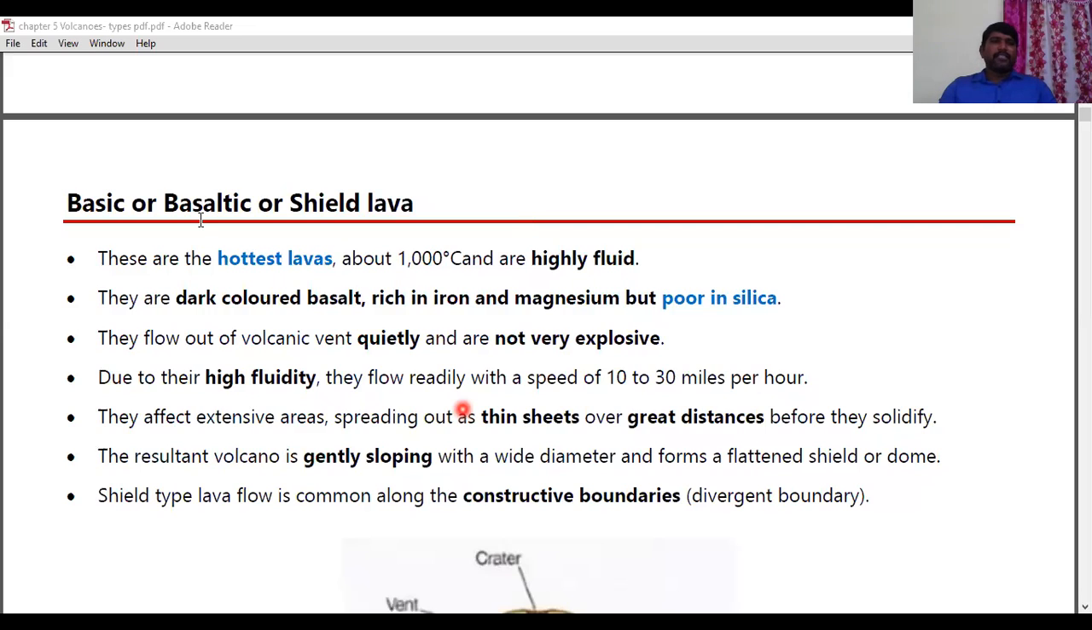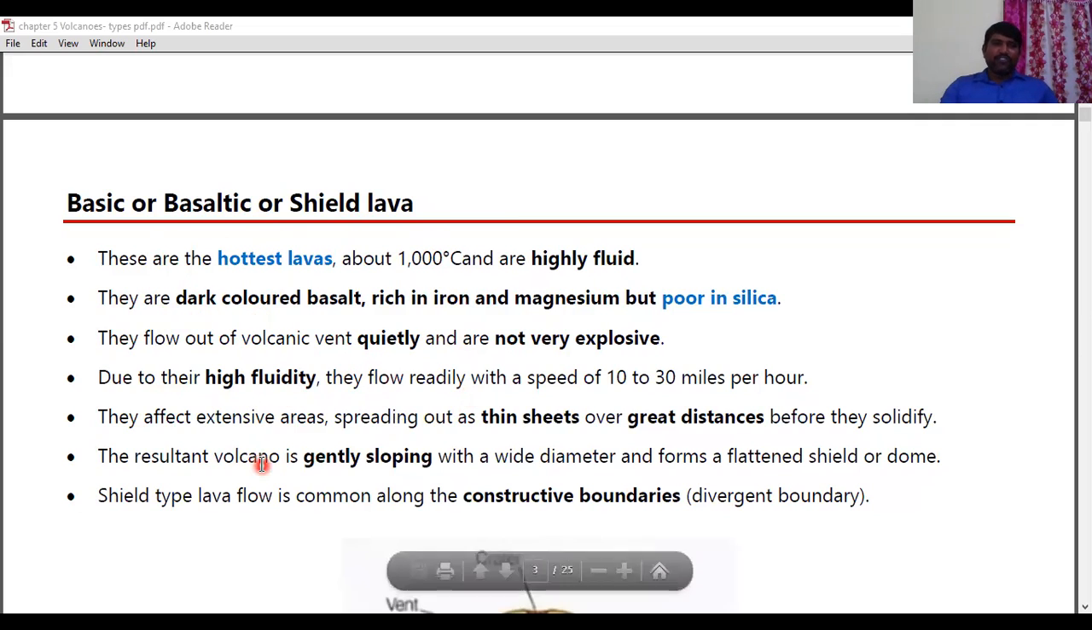And the next is the basic or basaltic or shield lava. The basic lavas are the hottest lavas, about 1000 degrees Celsius, and are highly fluid. They are dark colored basalt, rich in iron and magnesium but poor in silica. They flow out of the volcanic vent quietly and are not very explosive.